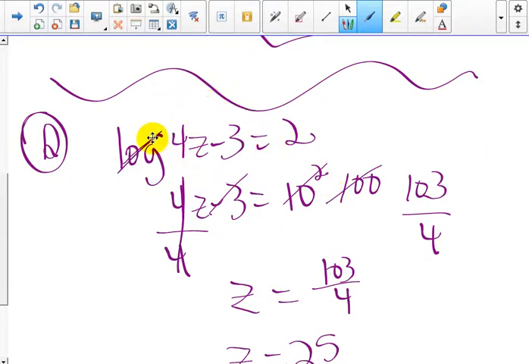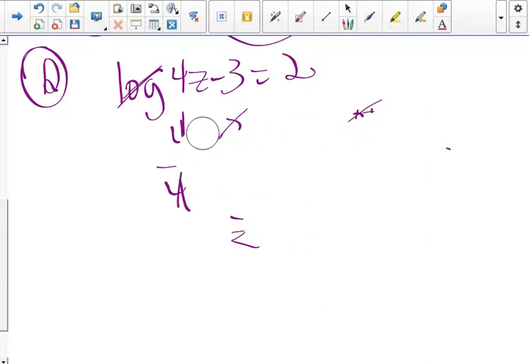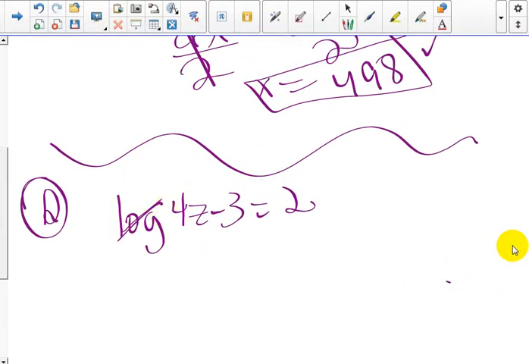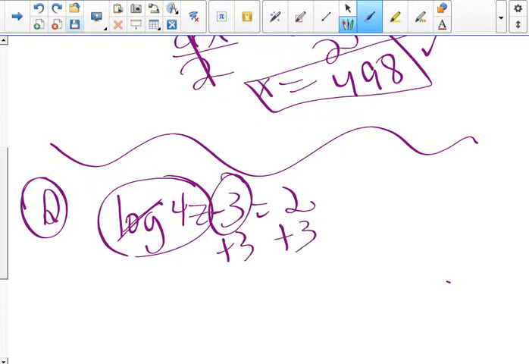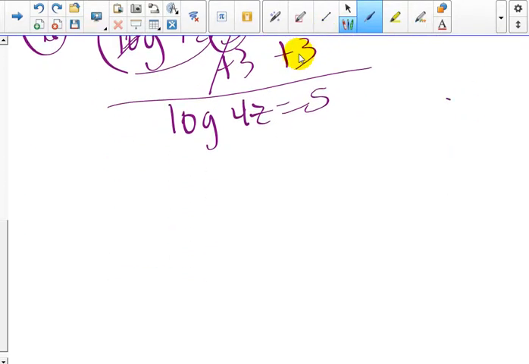So what we have to do, let me go back and erase all of this. Okay, so your first step is, because this is not in parentheses here, because it's not in parentheses, this 4z just goes with your log, right? So we have to get rid of this. So add 3 to each side. All right, so we're going to get log of 4z equal 5.